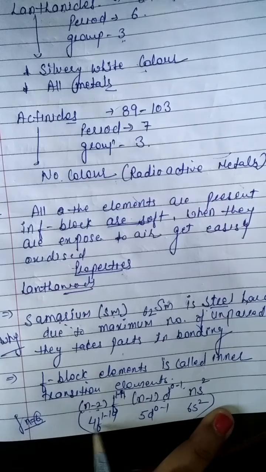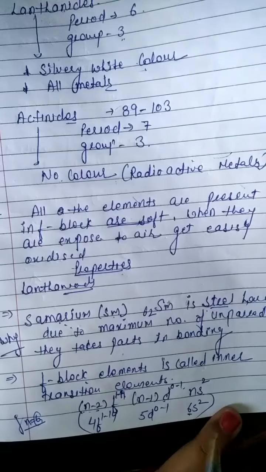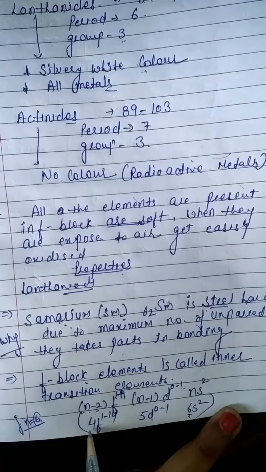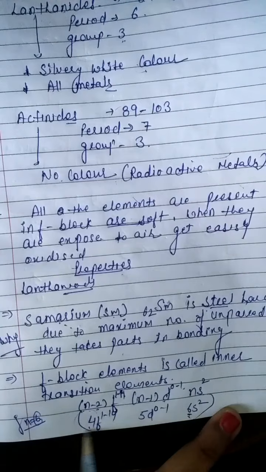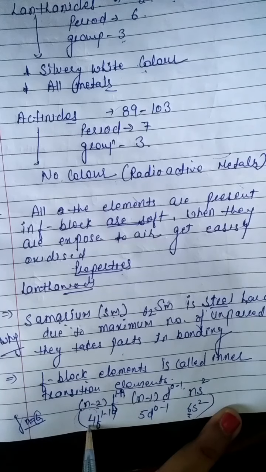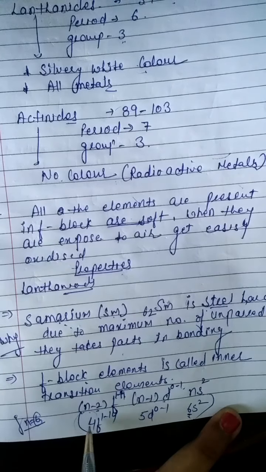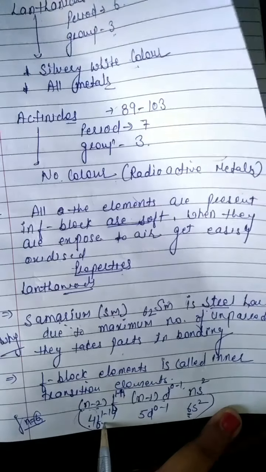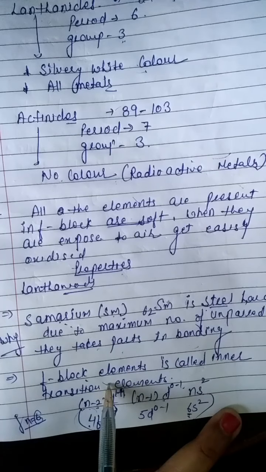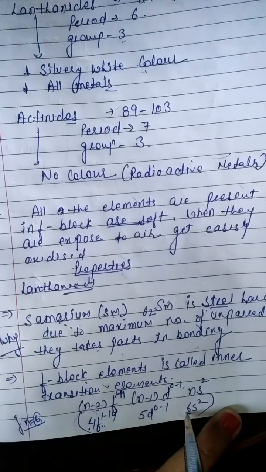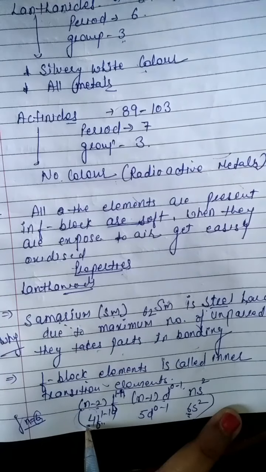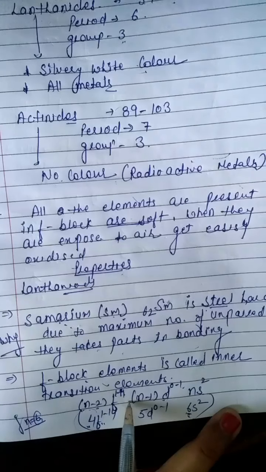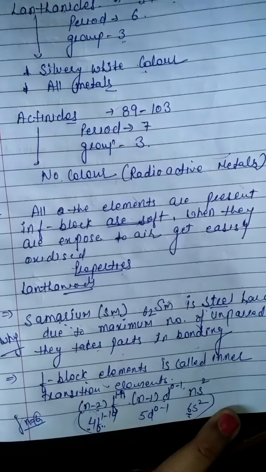Now, in this, n is equal to 6, but in f cases the electrons are filling in the 4f. So that's why the filling of the electron is in an inner shell. That's why it is called the inner transition elements. Clear? Period is 6, but the electrons we have to fill are in 4f. So that's why it is called the inner transition elements. Clear?